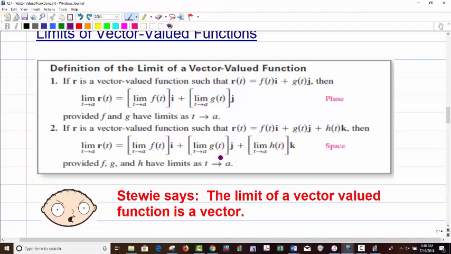But let's say you do one that's a space, when you do 3 components. Let's say the first limit's 2, the second one's 2, and the third one's 2. The answer is not 2 plus 2 plus 2 equals 6. The answer would be 2i plus 2j plus 2k, or, in component form, you could write it as 2, 2, 2. Very important to realize that these answers are vector answers.